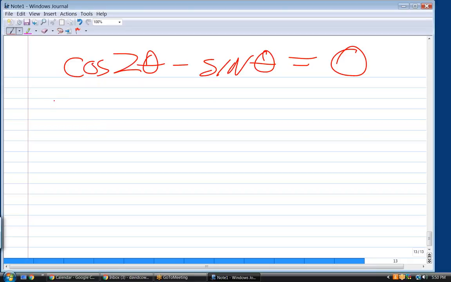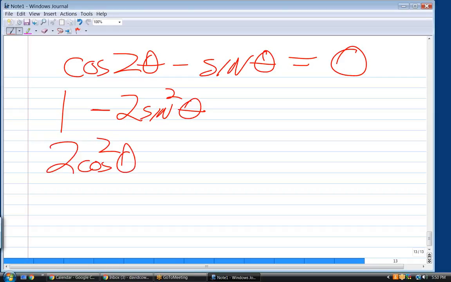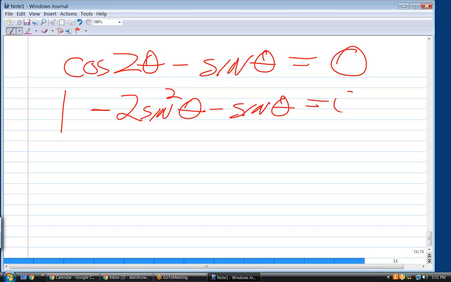So what is it? Do you remember? It's a subtraction. I don't remember the sine one. Notice the similarity. One says 2 cosine squared theta minus 1. The other is 1 minus 2 sine squared theta. Both of these are cosine 2 theta. Okay, I'm going to use this one because I got a sine theta here. Once I use that, I now have a quadratic.